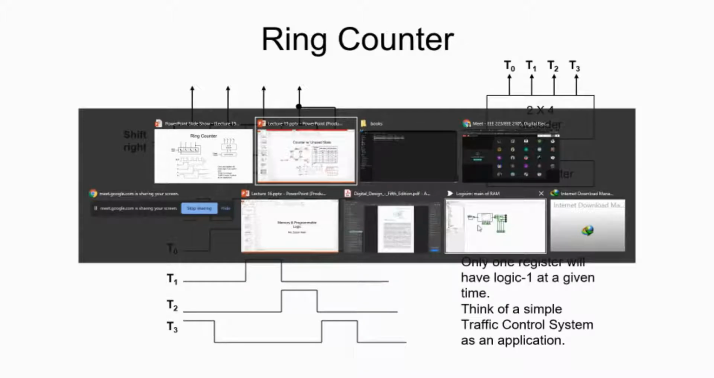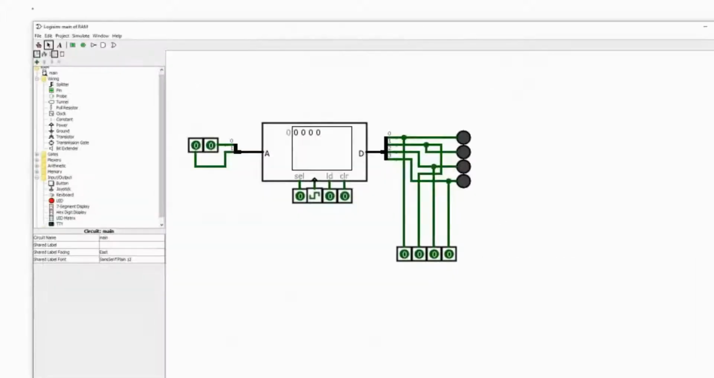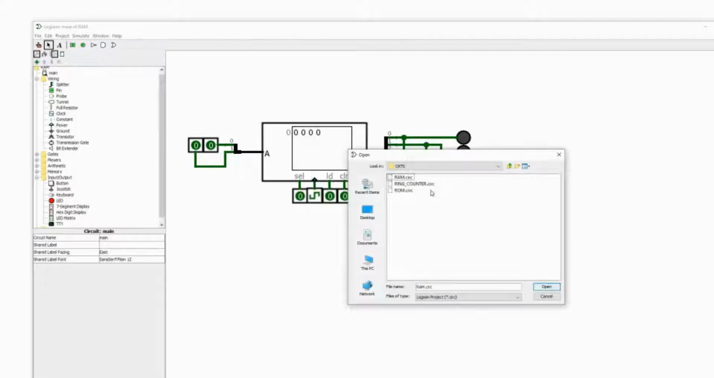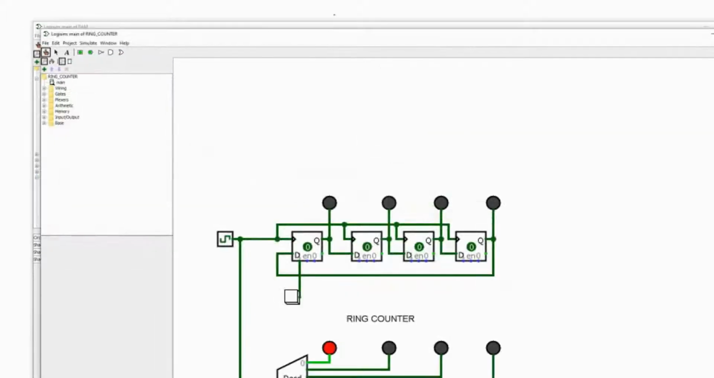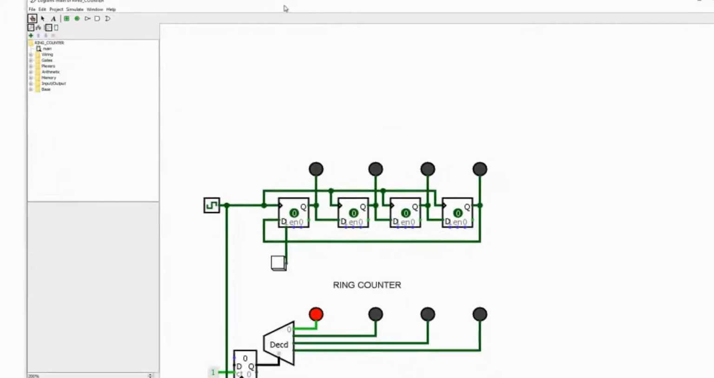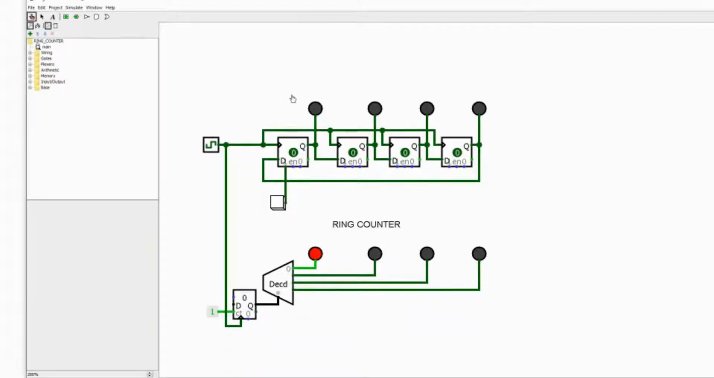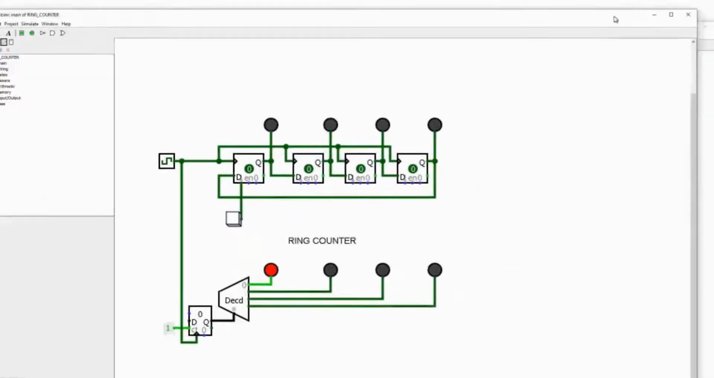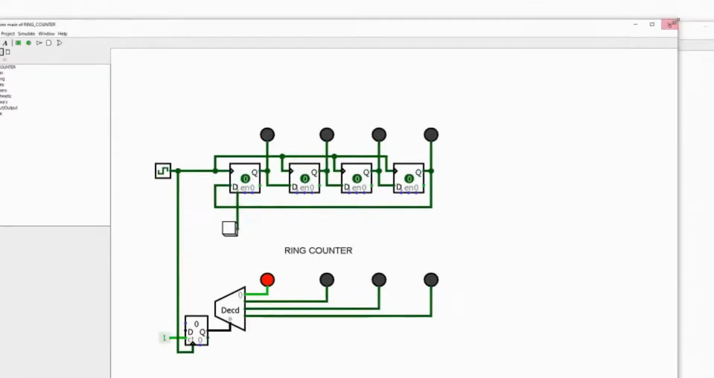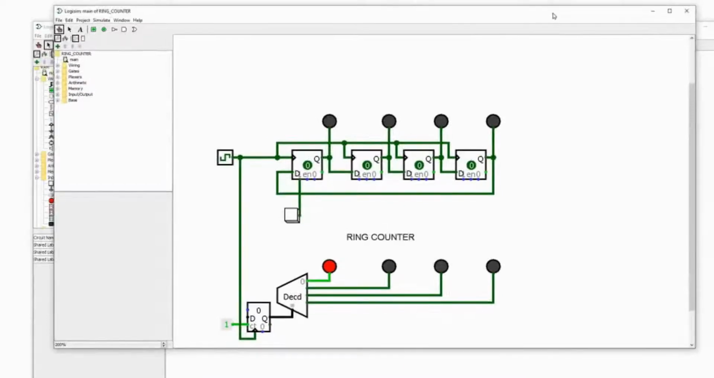Can you hear me properly? Am I audible, guys? Yes, sir. Okay, so let me show you an example of a ring counter so that you can understand it properly. Hopefully you are seeing the circuit right here. Can you see the circuit? Anyone? Yes, sir. Okay, fine.